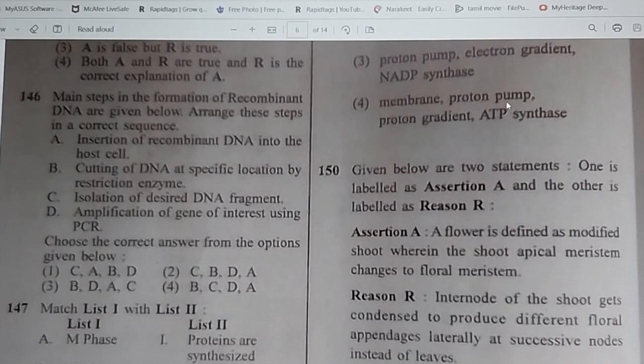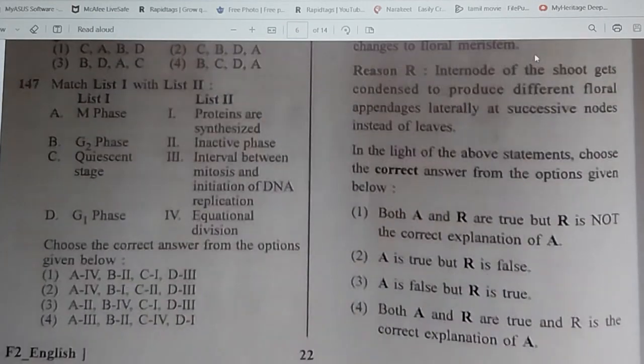146. Main steps in the formation of recombinant DNA are given below. Rearrange the steps in the correct sequence, which is option D. First we are cutting the DNA and then we are isolating the desired DNA, and we can amplify it and insert the recombinant DNA into the host cell. Option D is the correct answer. 147.